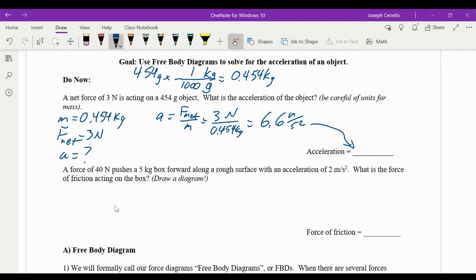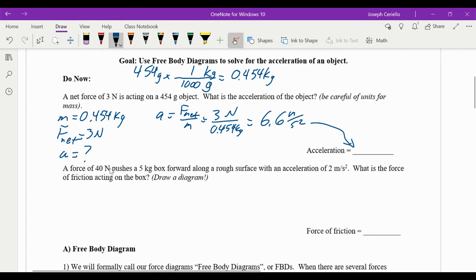Now the next one says a force of 40 newtons pushes a 5 kilogram box forward on a rough surface with an acceleration of 2 meters per second squared. What is the force of friction acting on the box? Do not assume that this 40 newton force is the net force, especially because it mentions that there is another force here, which we don't know, and what we're looking for, the force of friction. So let's just write down some givens for now. Just hold off on writing down the force. So the mass is equal to 5 kilograms, and the acceleration is equal to 2 meters per second squared.